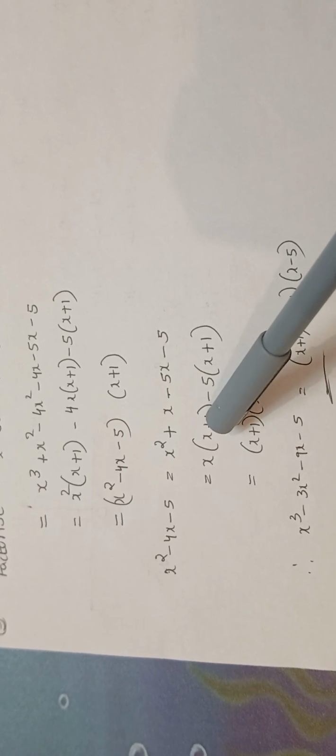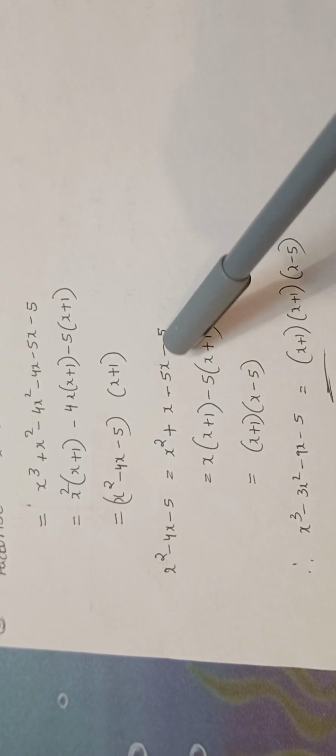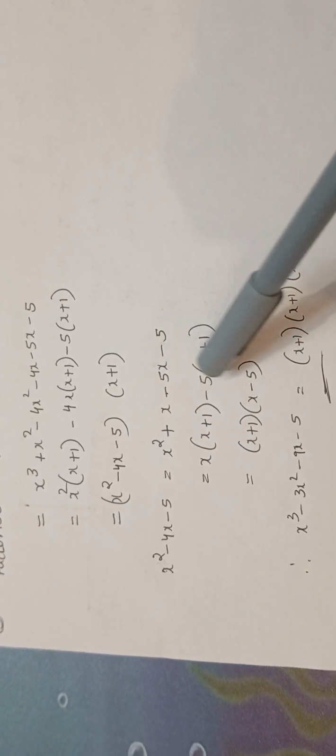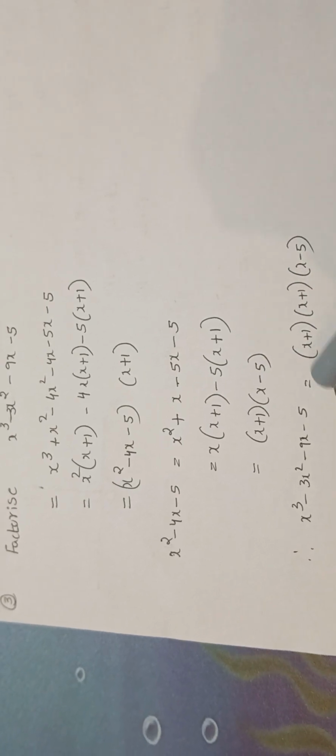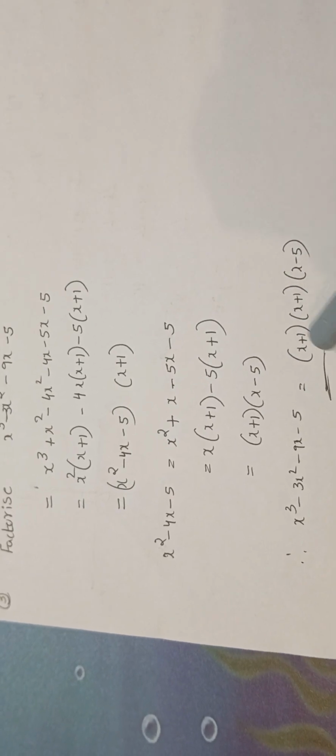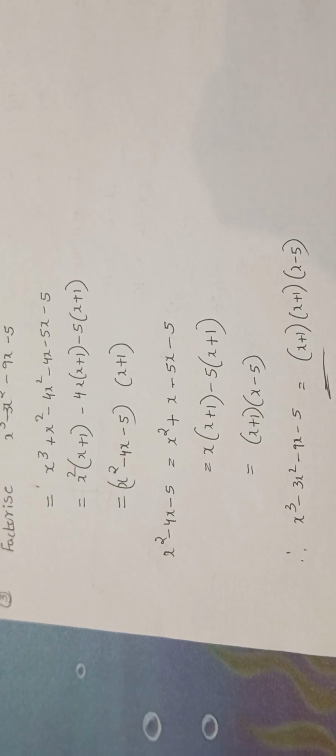In these two, minus 5 is common and the remaining is x plus 1. Again we get two factors, x plus 1 and x minus 5. Finally, we get three factors: x plus 1, x plus 1 and x minus 5.